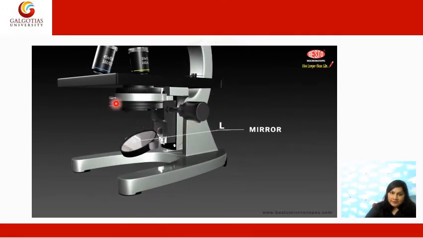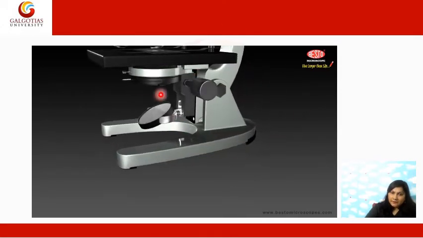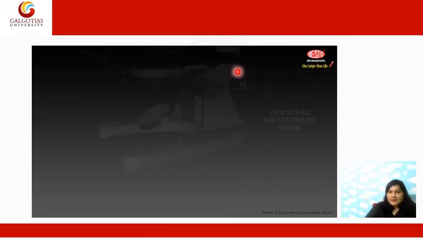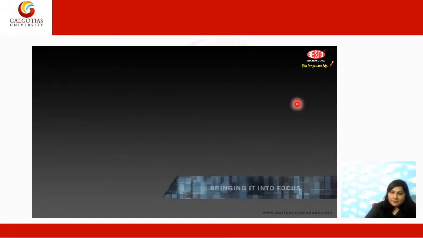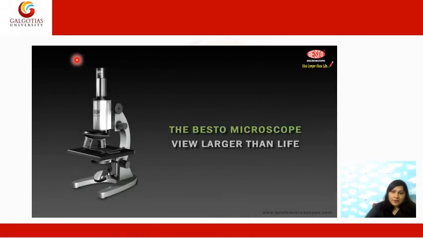This is the mirror. This mirror is used to reflect the light rays and allow them to pass through the condenser to the object, and from the object the light rays will pass through the objective. This is the base on which the whole structure has been placed. This is a heavy part of the microscope to maintain the center of gravity. This is the sub-stage adjustment knob. So this was the animation. Now I will explain each and every part of the compound microscope one by one.